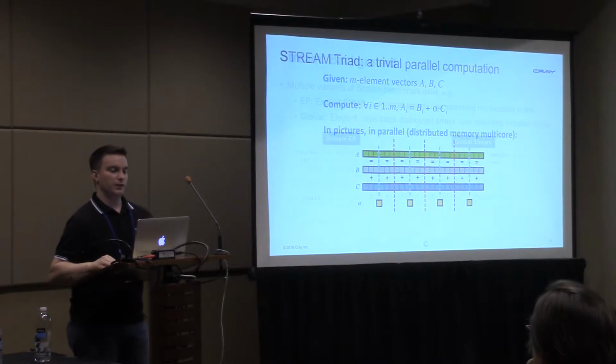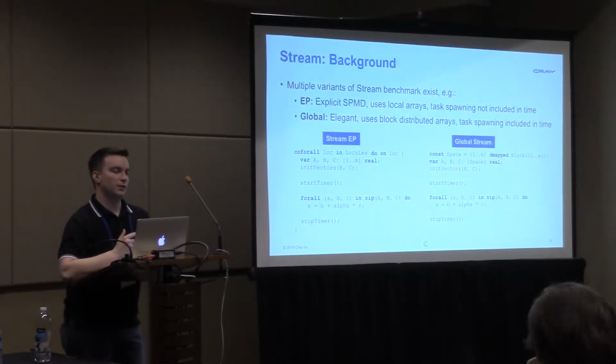And so when we look at this, we tend to look at two variations. We look at an EP version, or embarrassingly parallel version, and this is an explicit SPMD version that's going to use local arrays. And the key part here is that task spawning is not included in the timed section. And then we have a global version, which is more elegant. This uses block distributed arrays, and task spawning is included in the timed section. So this is kind of like the global view versus the local view that Peter was talking about.